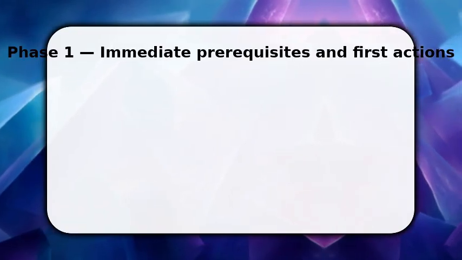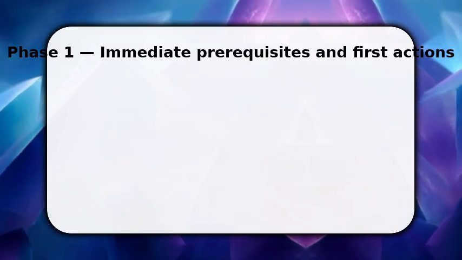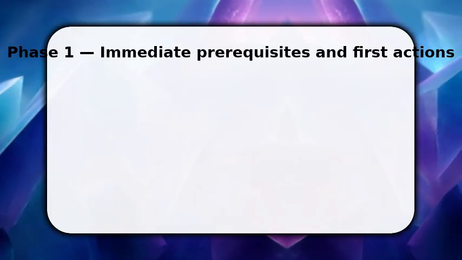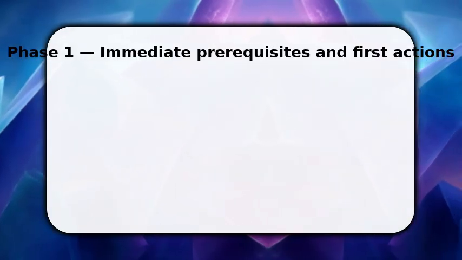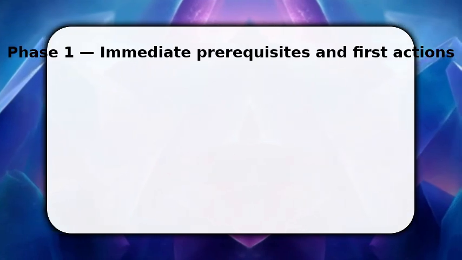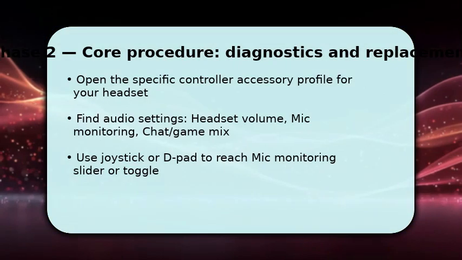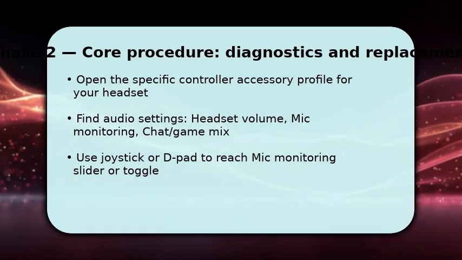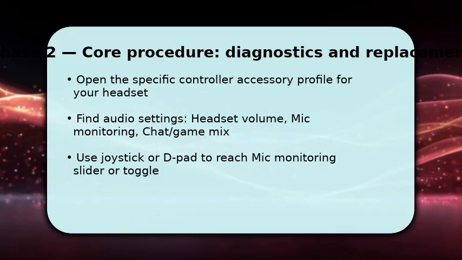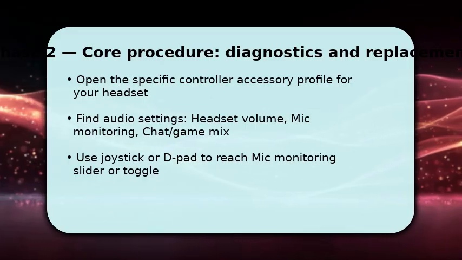You do this now because the monitoring toggle sits inside Accessory Controls. Make sure the console is awake and the headset is connected. Then select the accessory for your controller to proceed. You now open the controller accessory profile linked to the wireless headset because monitoring settings are profile-specific.